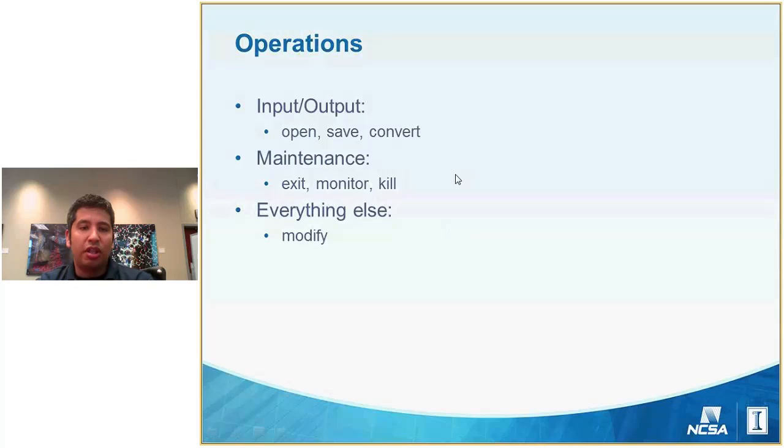So there's a number of operations. There's stuff to deal with inputs and outputs: open, save, and convert, which is kind of an operation that does both the open part and the save part. Some applications like ImageMagick do both of those things.